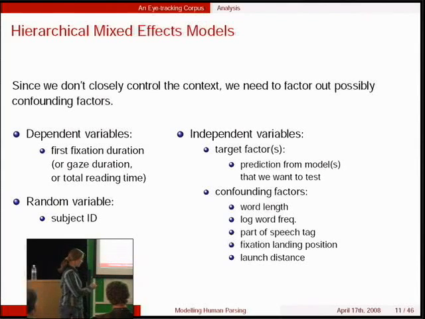And then we have the independent variables. So this is on the one hand our model that we want to test. But on the other hand, it's a bunch of confounding factors. For example, the word length, the word frequency, the part of speech tag of the word, or the fixation landing positions, all the different things that we know have influence on reading times.